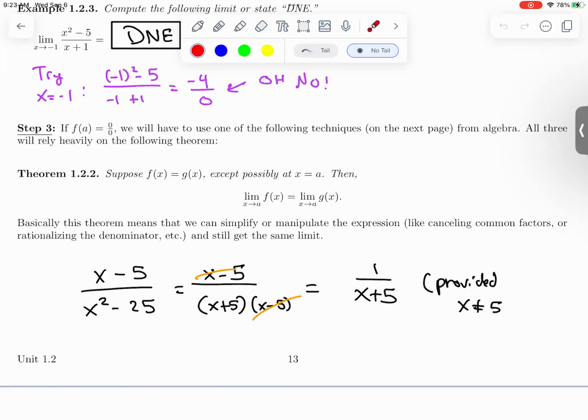So they are the same function everywhere except at, sorry, except at 5. That's the reason why this theorem is so important. It allows us to algebraically manipulate equations and still get the same limit. So if we're given a limit and we get 0 over 0, we can algebraically manipulate, we can factor, we can multiply by conjugates, all that fun stuff, and get the correct answer. That is what we're going to start seeing here.